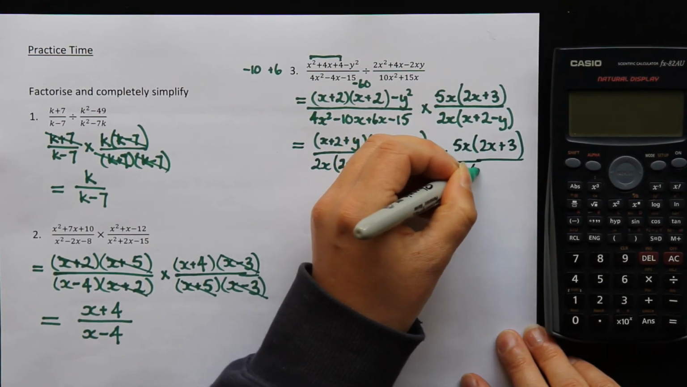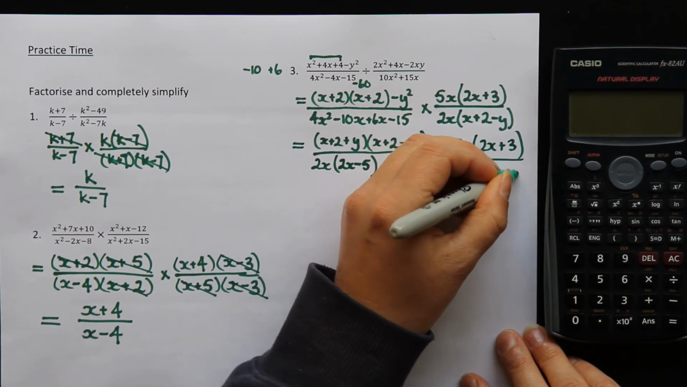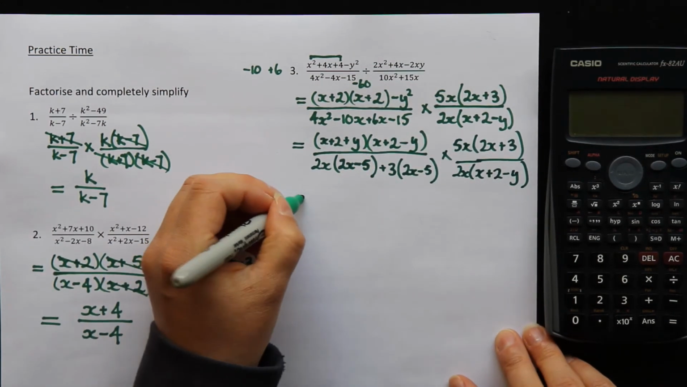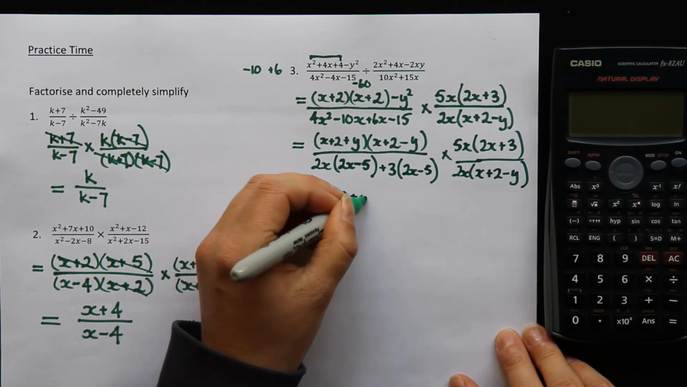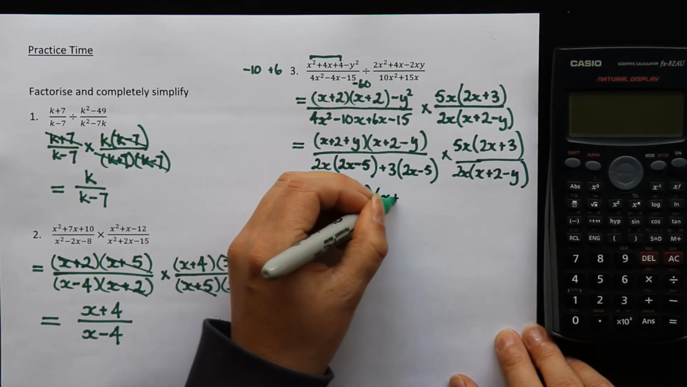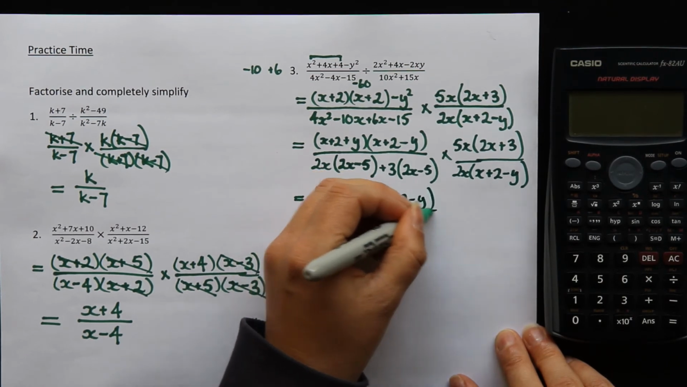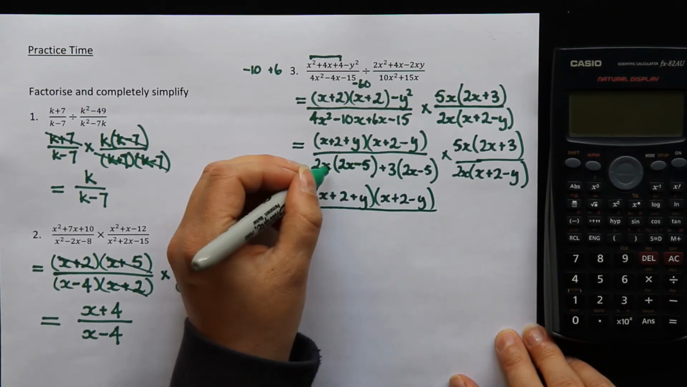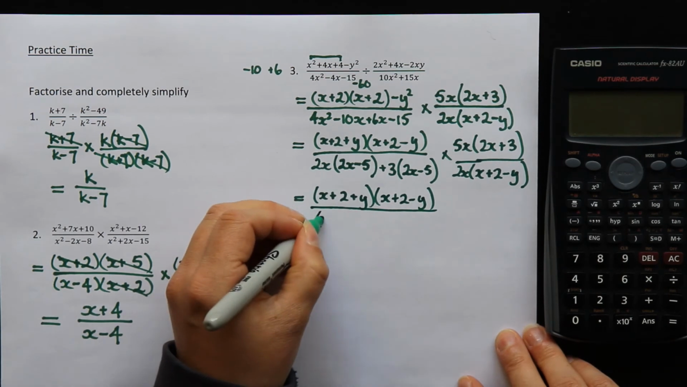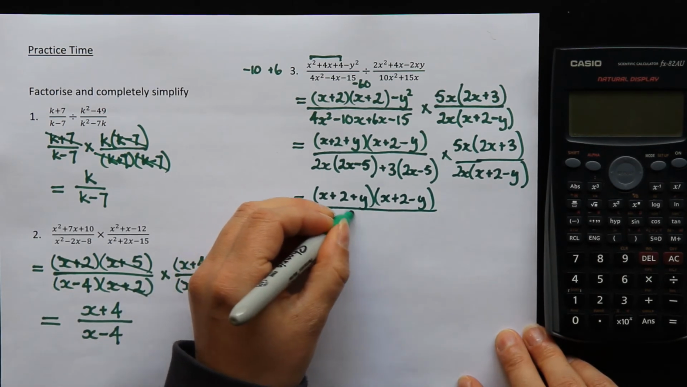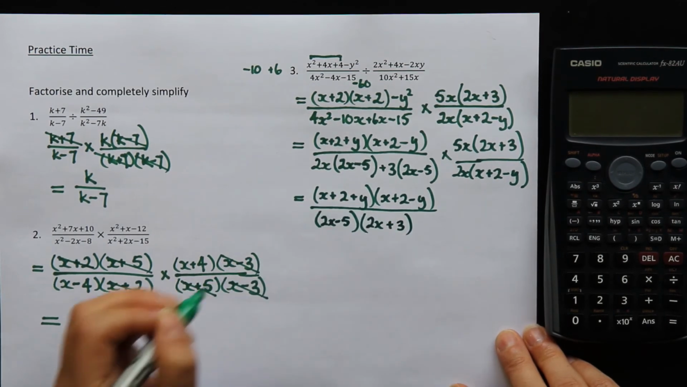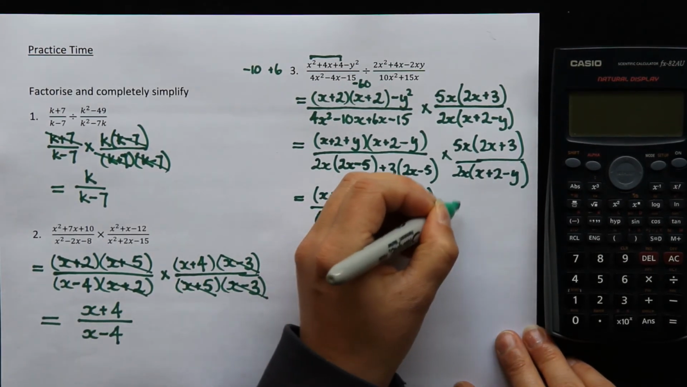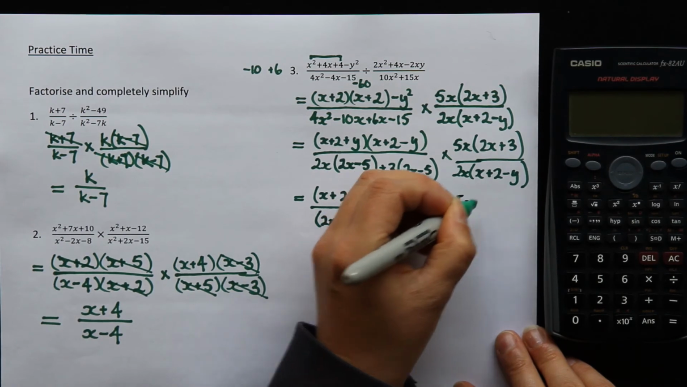Okay, so sometimes there's a lot of rewriting. I'm going to rewrite the top now so I can factorise that bottom further. So on the bottom here, I have a common factor of 2x minus 5 and a 2x plus 3 will go in the bracket. Now everything is finally factorised.